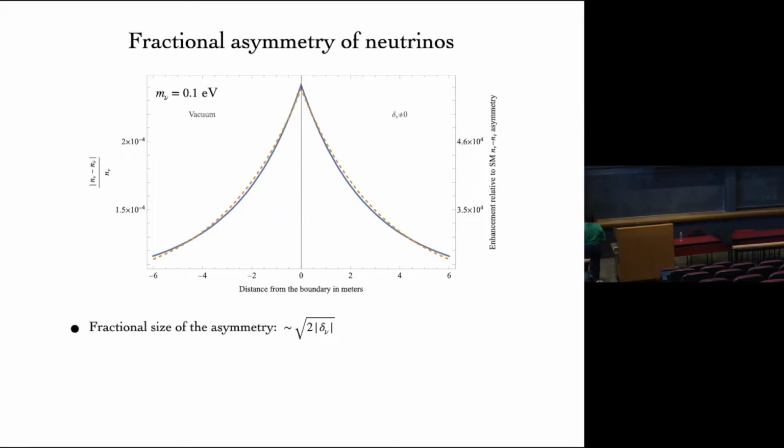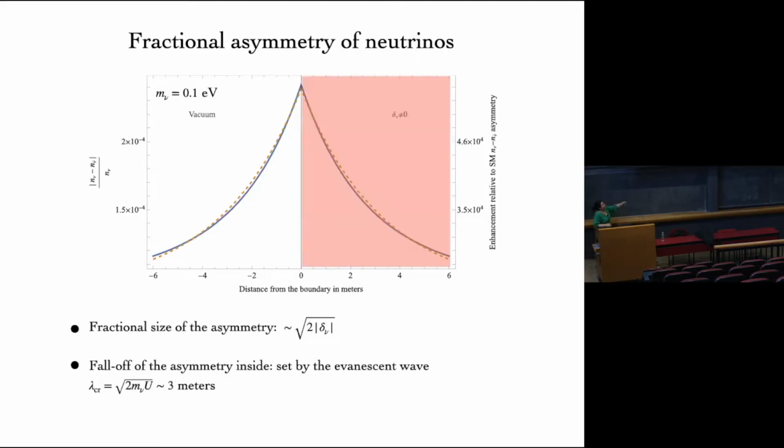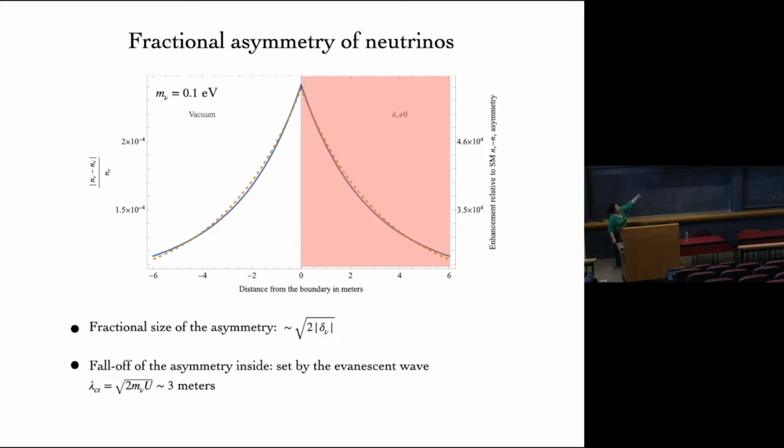And the gradient here is set on the inside, as you might expect, by the evanescent wave scale. There is a cute thing that happens, and this scale, I should have a -1 here, so there is a typo. This scale is roughly 3 meters for the surface of the Earth, for the density of the Earth.